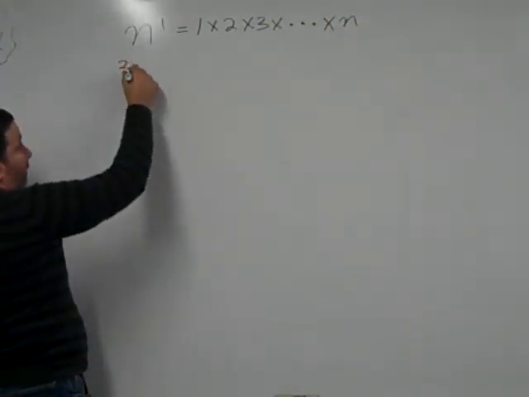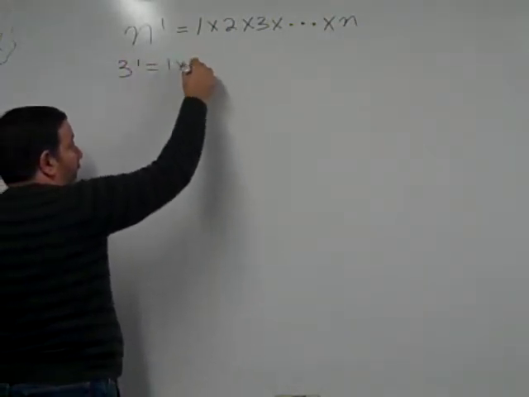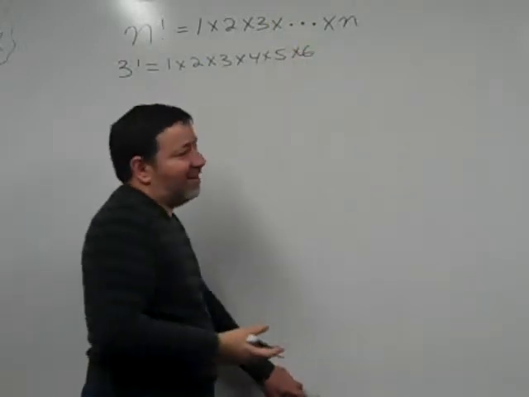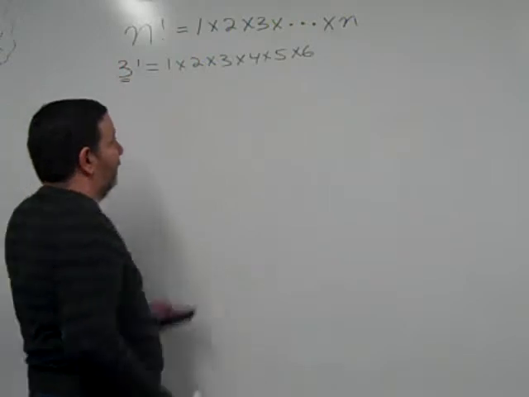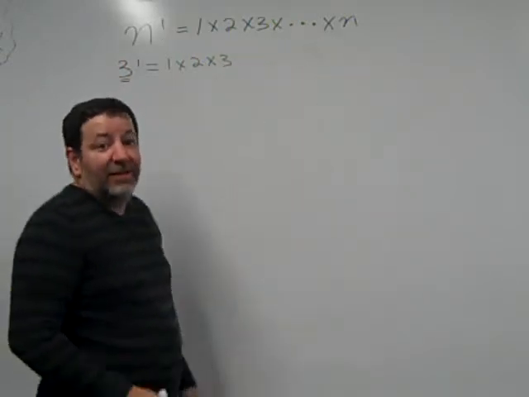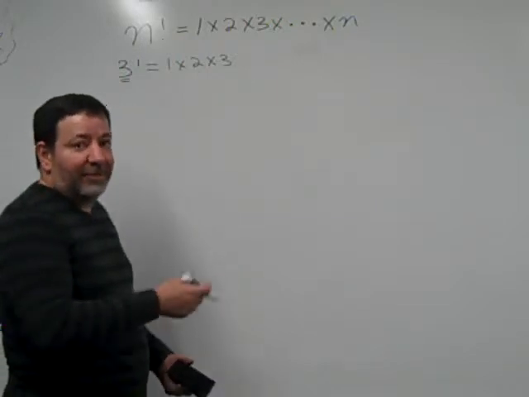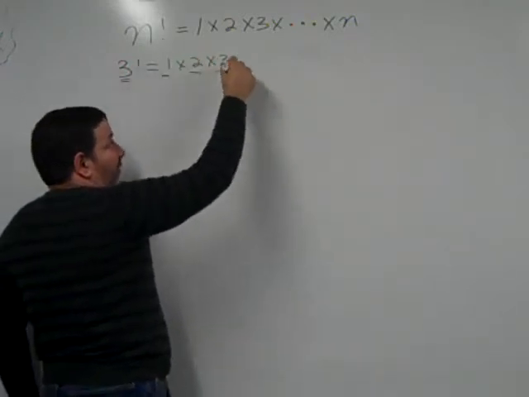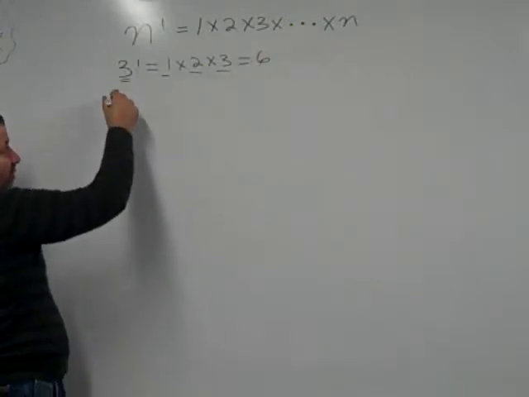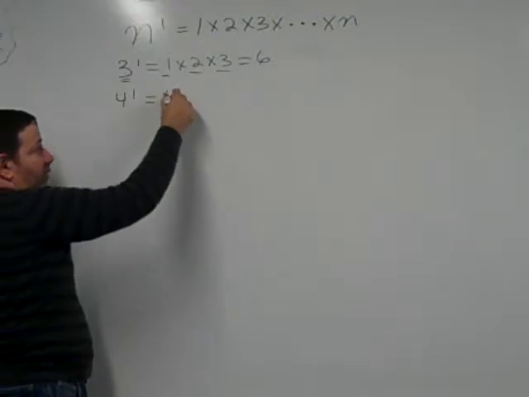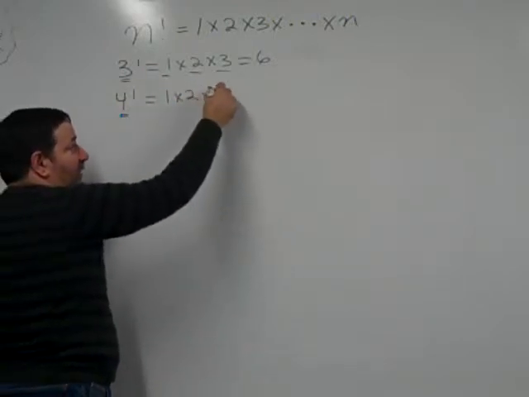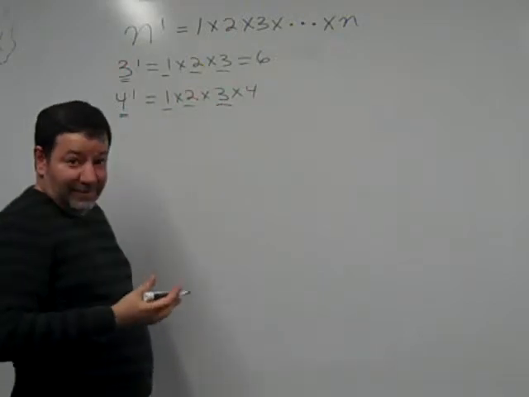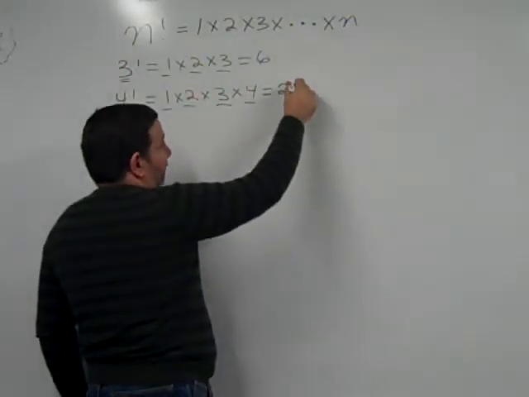For example, 3 factorial means 1 times 2 times 3, and you ask yourself, where do you stop? The answer is 3. Just multiply 1 by 2 by 3 until you get to that number. 1 times 2 is 2, times 3 is 6. If you wanted to compute 4 factorial, it means 1 times 2 times 3 times 4. 1 times 2 is 2, 2 times 3 is 6, 6 times 4 is 24.